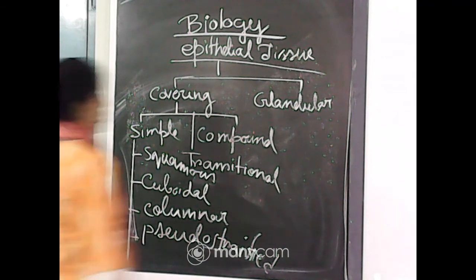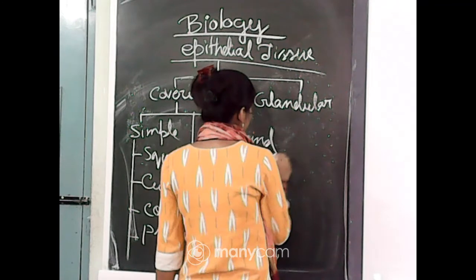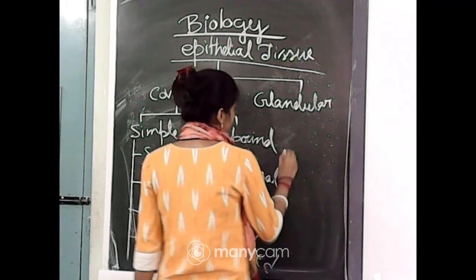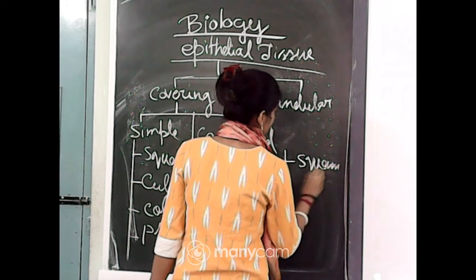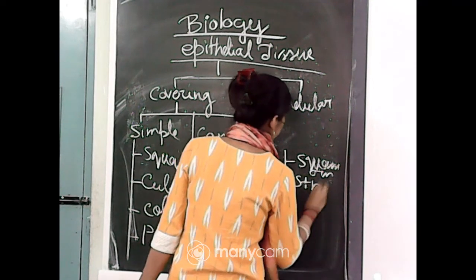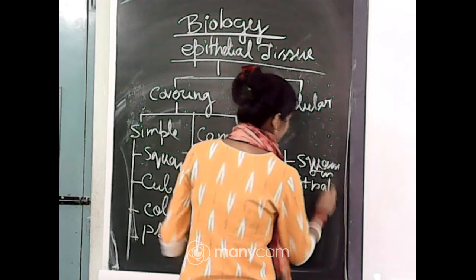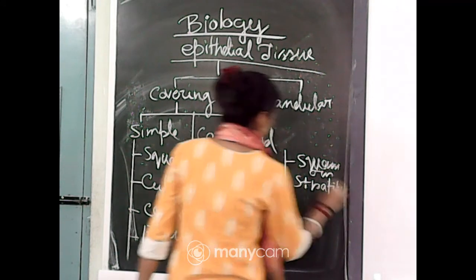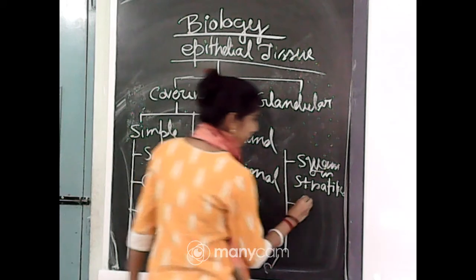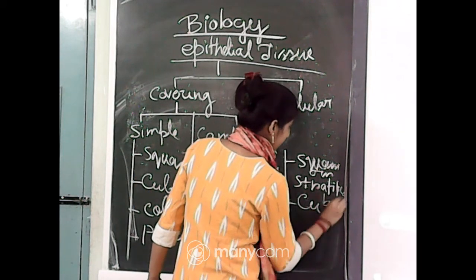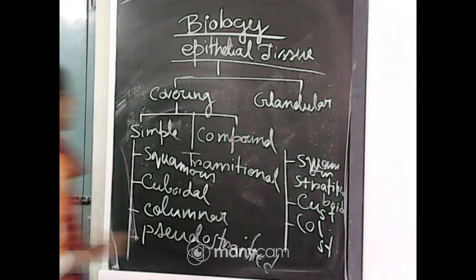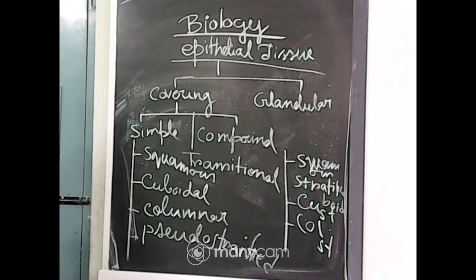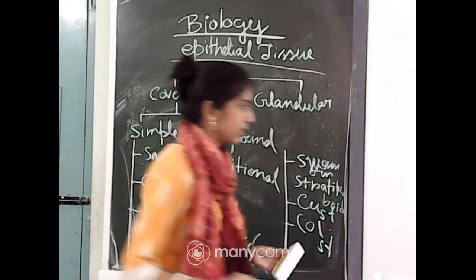And under the compound epithelial tissue, we will mainly find the stratified types of epithelial tissue: squamous stratified epithelial tissue, cuboidal stratified epithelial tissue, or columnar stratified epithelial tissue. These are the tissues which can be found under the compound epithelial tissue.